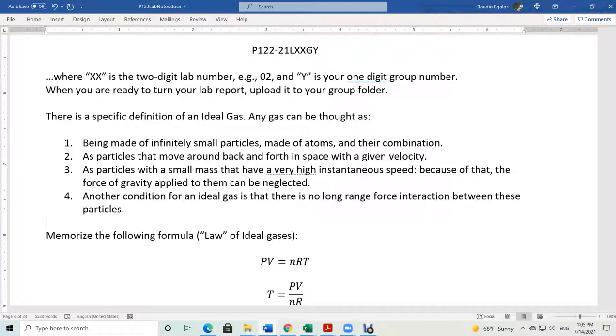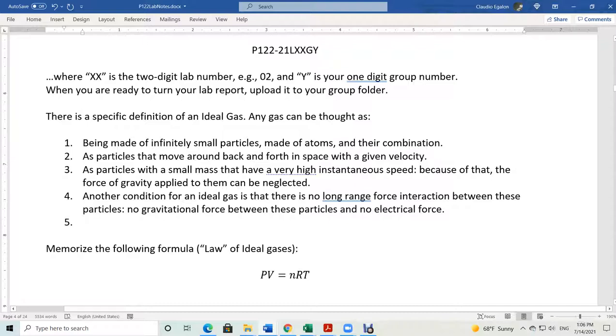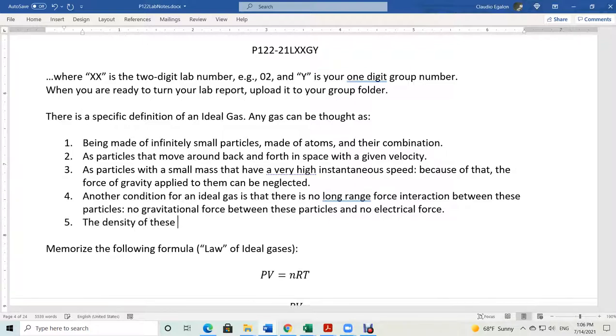Okay? There is no long-range force interaction between these particles. What do I mean, no long-range force interaction? I mean, no gravitational force between these particles because their mass is very small, and no electrical force. One more condition. The density of these particles is very low, to the point where there is no collision among them. That's how we define an ideal gas.